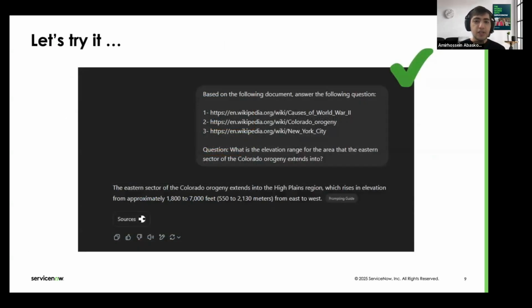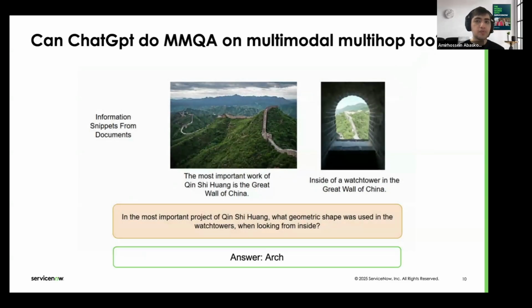As can be seen here, I gave this prompt: based on the following documents, answer the following question. I gave all the documents and the question, and ChatGPT was able to find the answer easily in this case. But what happens if we extend our question to multimodality as well? Then we have MMQA.